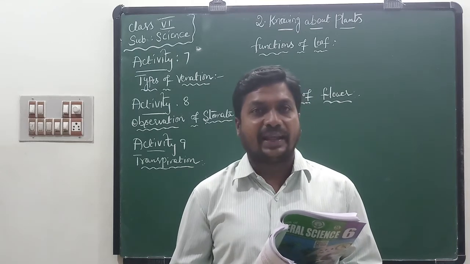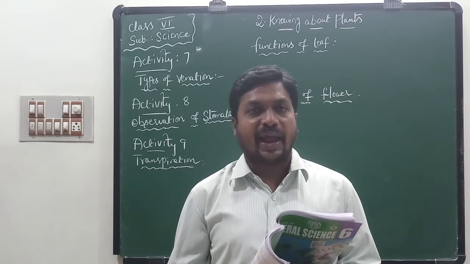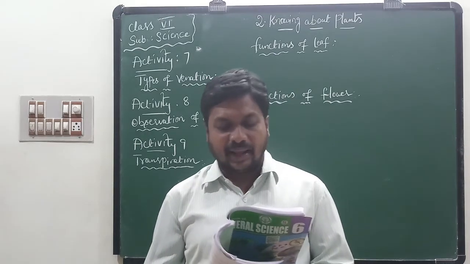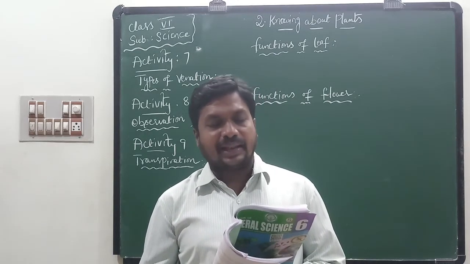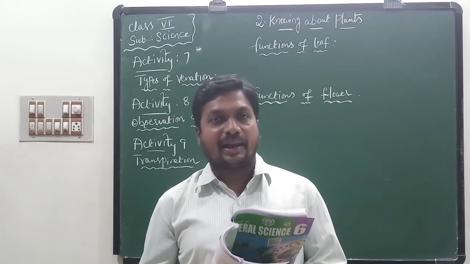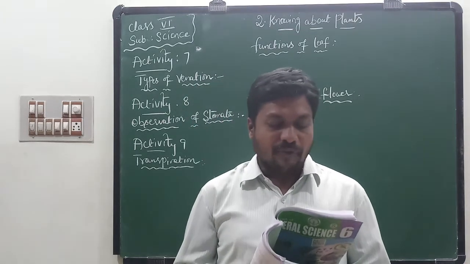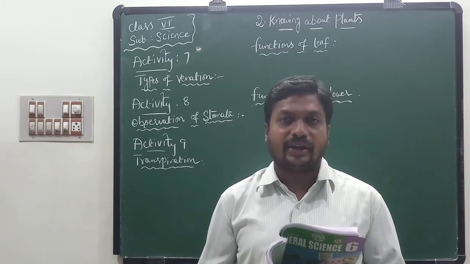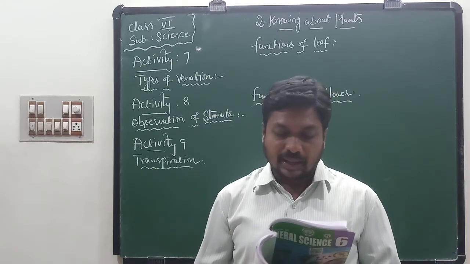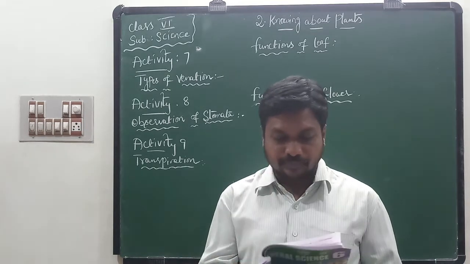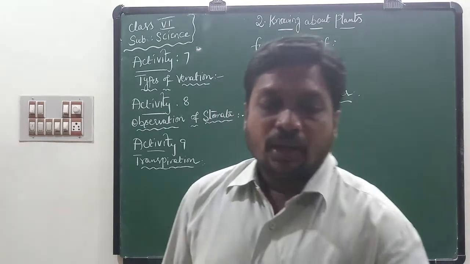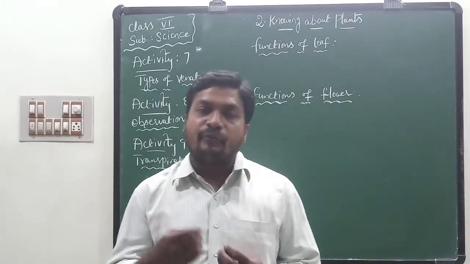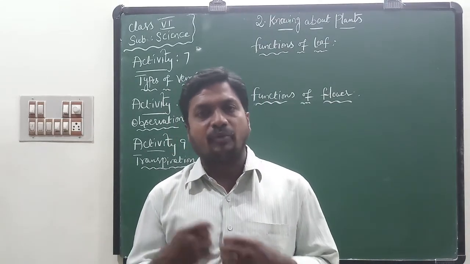Fourth one, paddy, P-A-D-D-Y, paddy, means rice, parallel venation, P-A-R-A-L-L-E-L, parallel venation. Fifth one, wheat, W-H-E-A-T, wheat, goduma, again parallel venation. Okay children, based on this table we concluded that different plants have different types of venation.